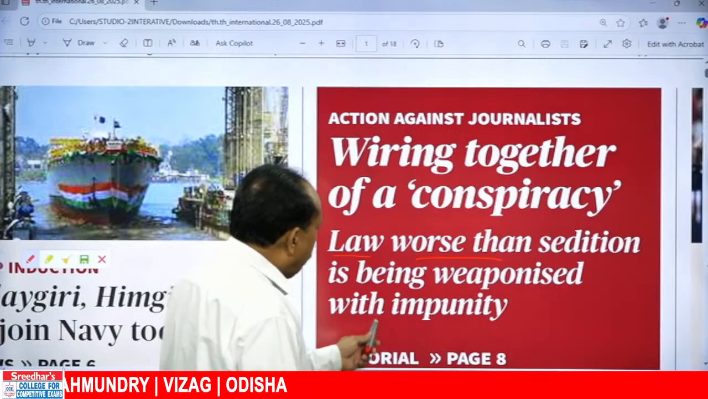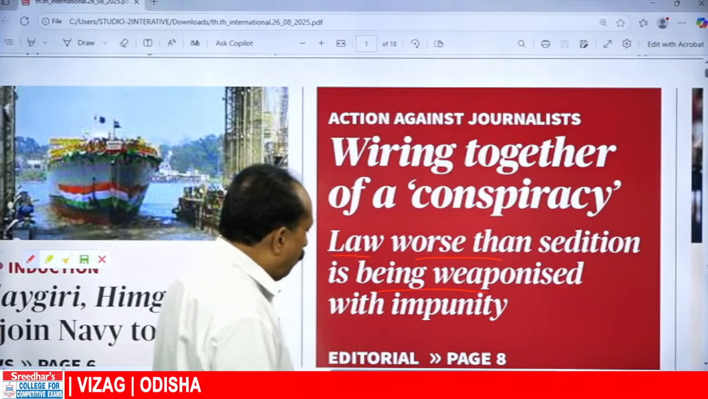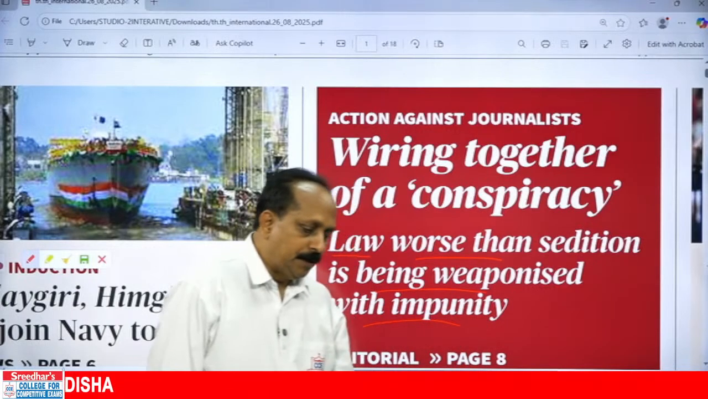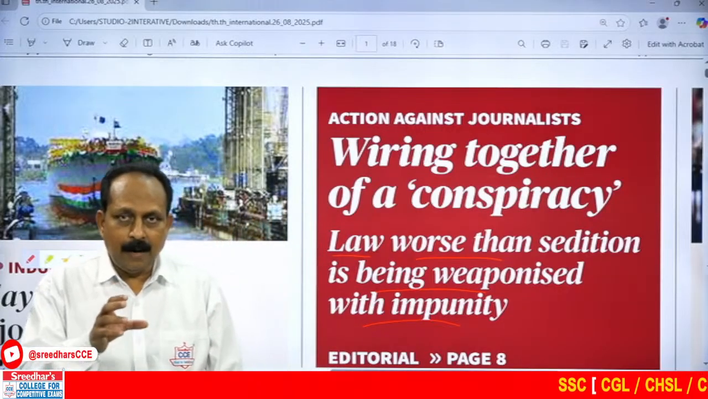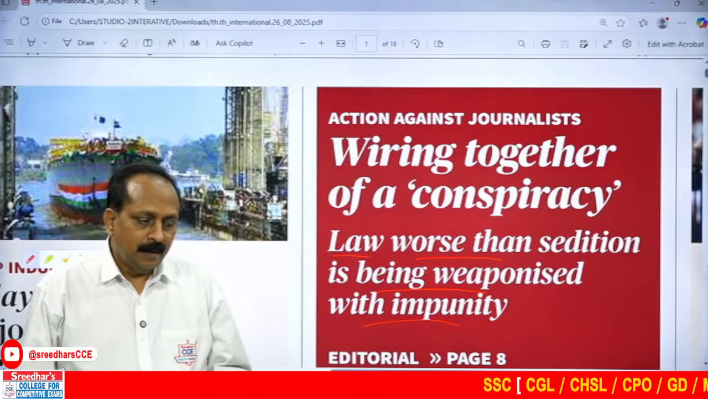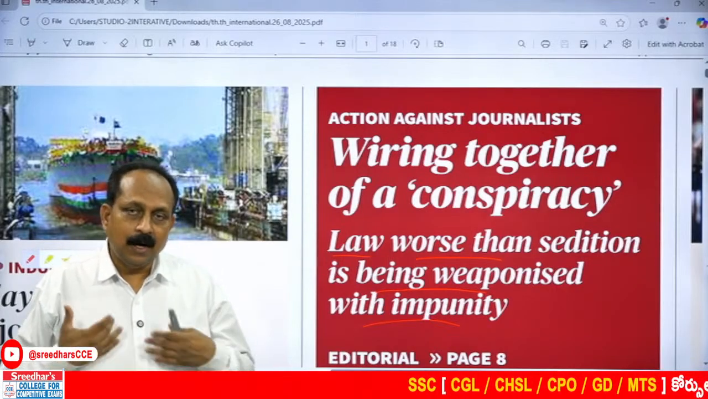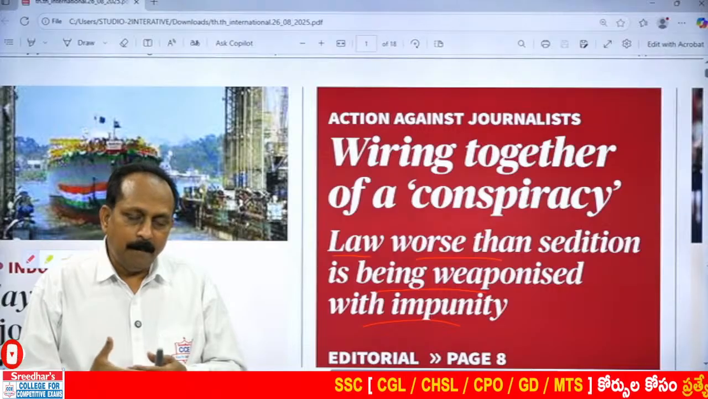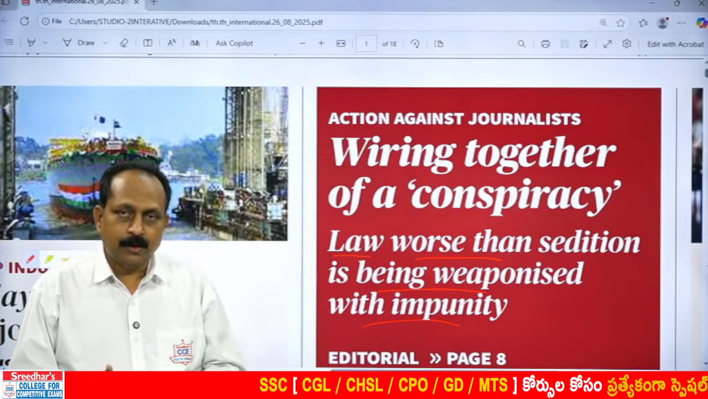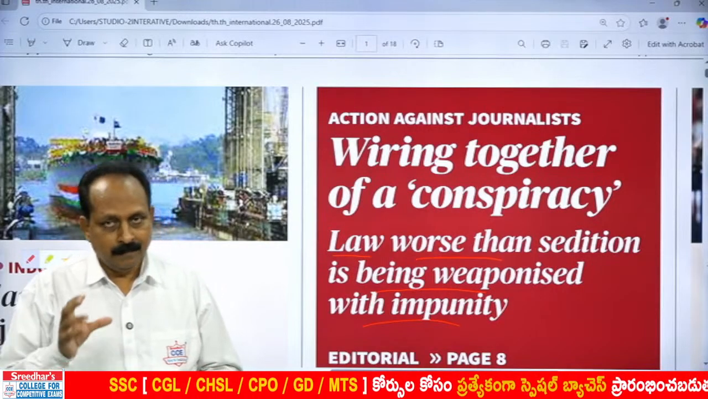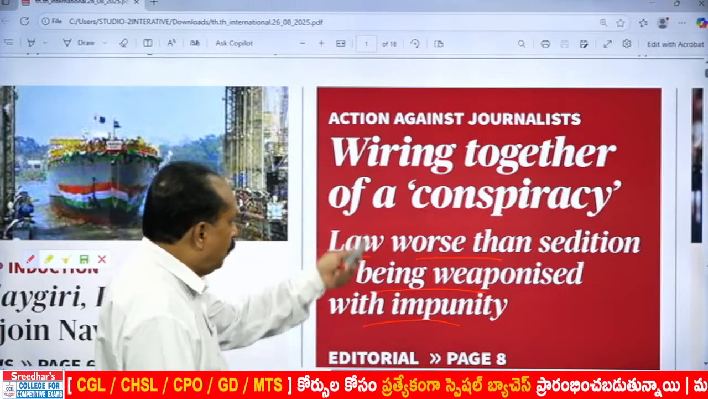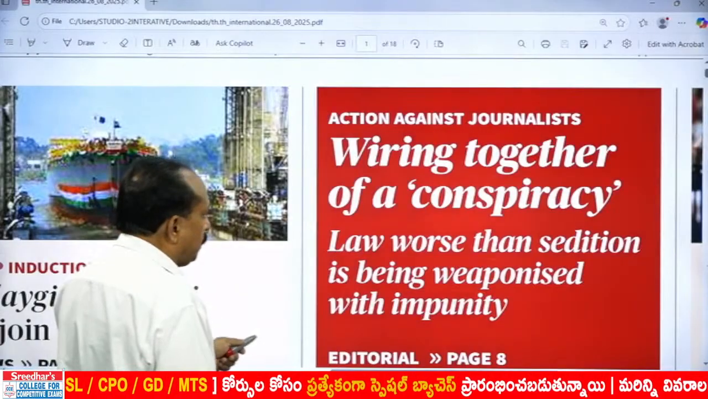And it is being weaponized, being used as a weapon with impunity. Impunity is also an important word. What does it mean? Exemption from punishment. Imagine a law is there, we have to follow the law. But some people, if they don't follow the law, are not punished. Then we say they have impunity. That is also very important. So many important words based on the snippet.